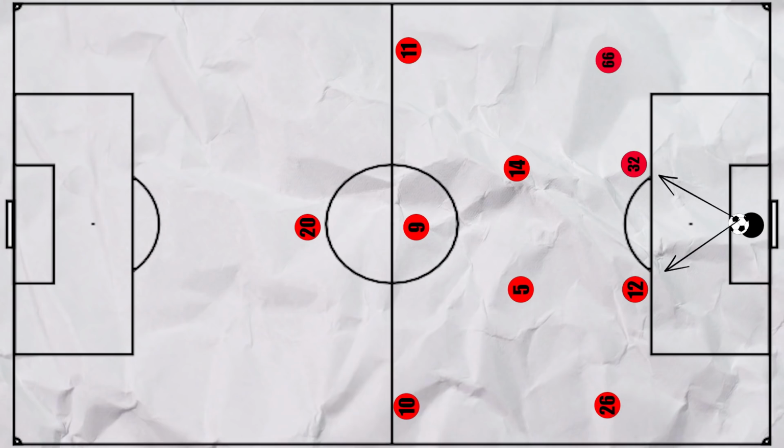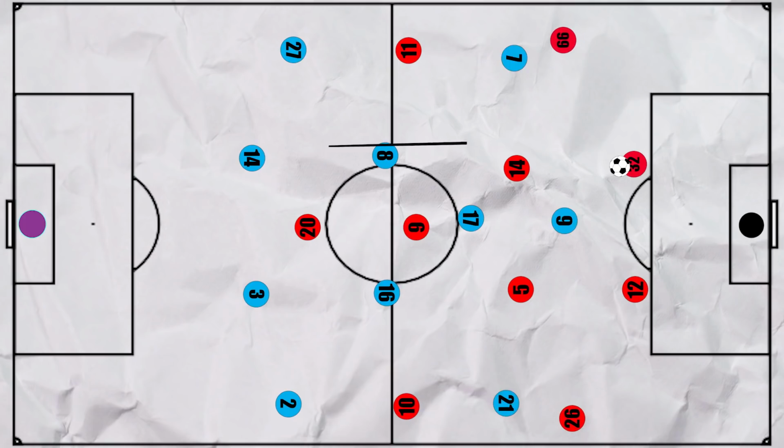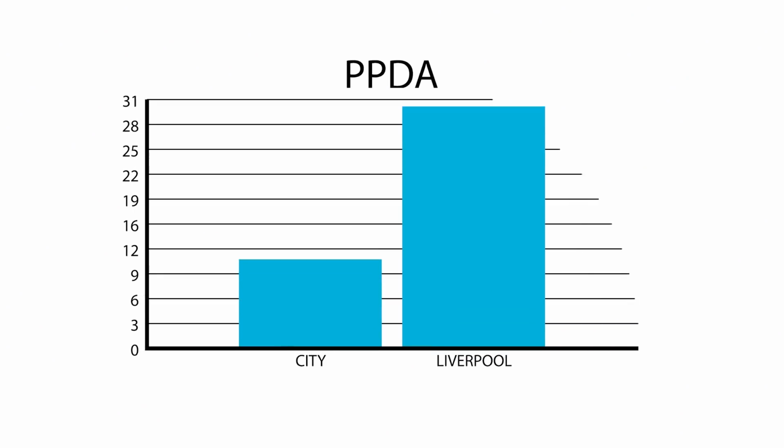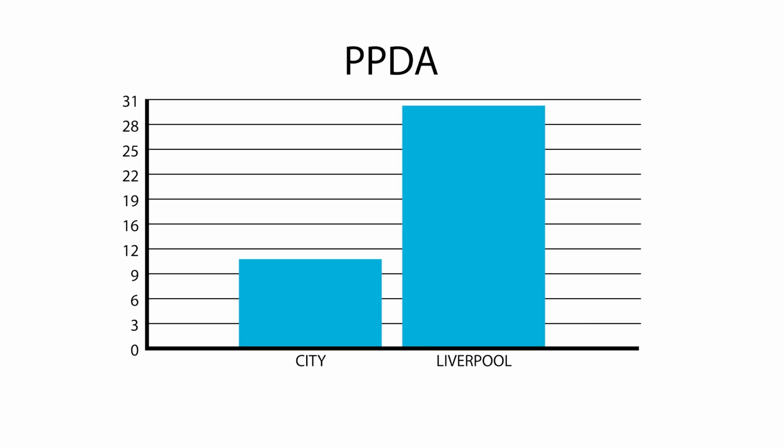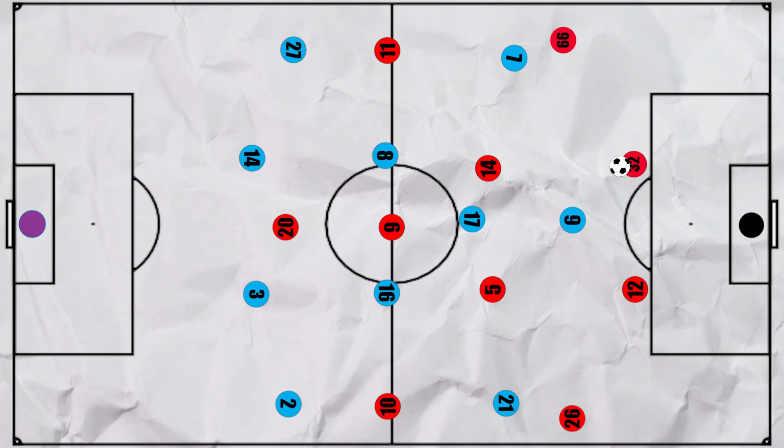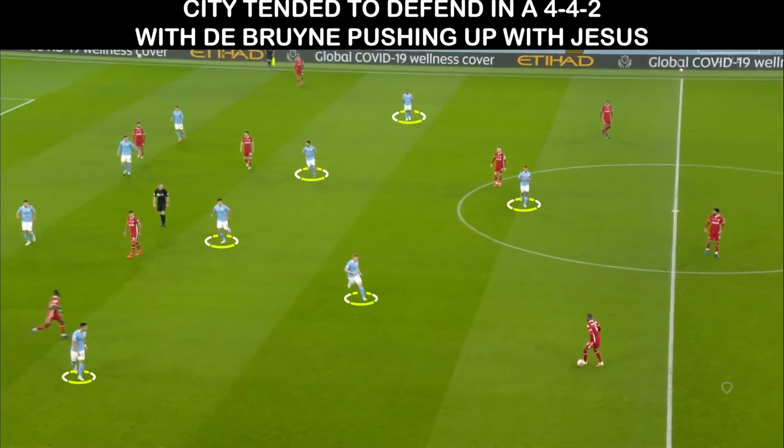Let's start by looking at what Liverpool looked to do in possession. Liverpool generally looked to build up short from the back, primarily through the centre-backs, whilst the fullbacks pushed higher. City used a high block but were not extremely aggressive in the press, ending with a passes per defensive action of over 11. De Bruyne would push higher alongside Jesus to make a 4-2-4.